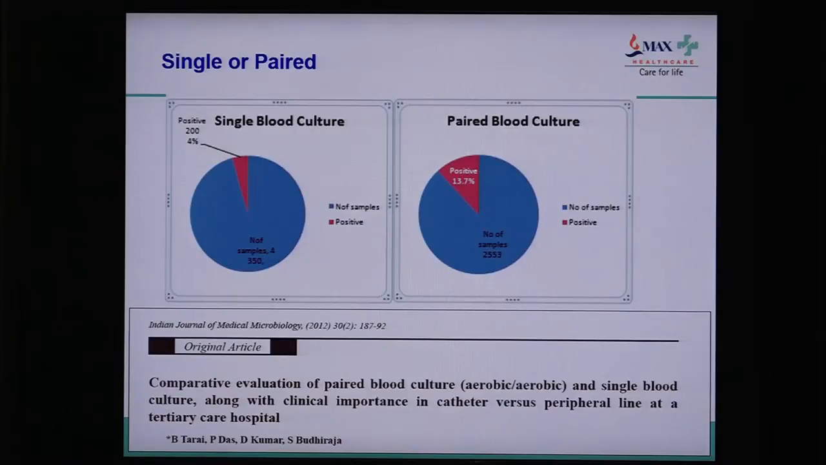So, a single blood culture is only 4% true positive, whereas a paired blood culture is 13.7% positive. So, definitely much higher positivity. That time only we have studied 2553 paired blood cultures.